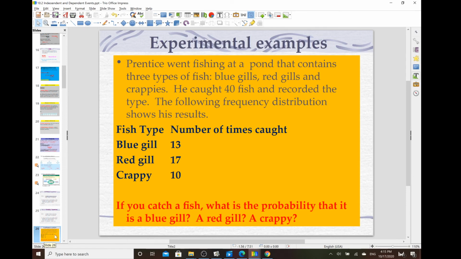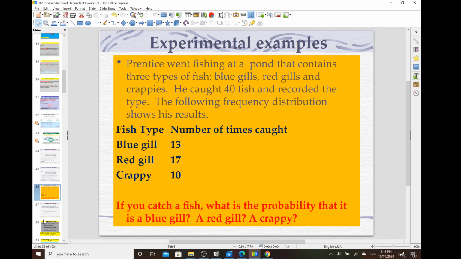And here's the one for the experimental example. A man went fishing at a pond that contains 3 types of fish: the bluegills, the redgills, and the crappies. He caught 40 fish and recorded the type. The following frequency distribution shows the result. Okay, so 13, 17, 10. So the number of total fish is what? 40. And if you catch a fish, what's the probability that it's a bluegill, a redgill, a crappie? Basically just put it into the possible outcomes over the total outcomes right here. So here's what we got. A bluegill would be what, 13 over 40. And then redgill would be 17 over 40. A crappie would be what, 10 over 40, 1/4.